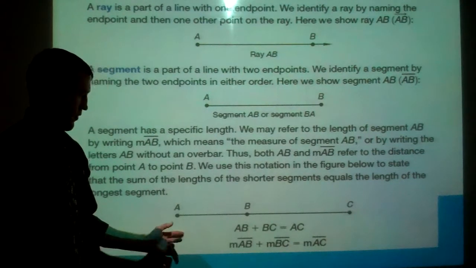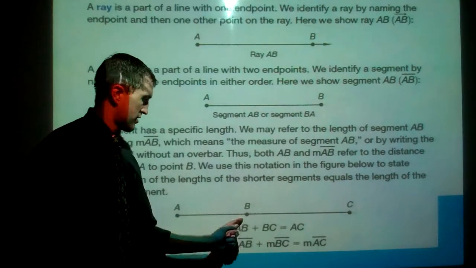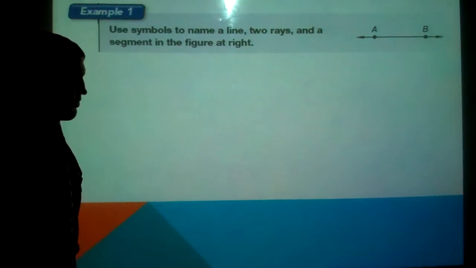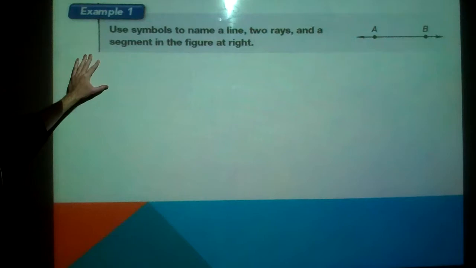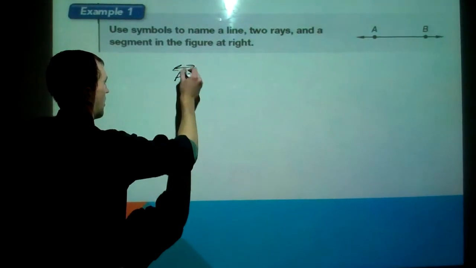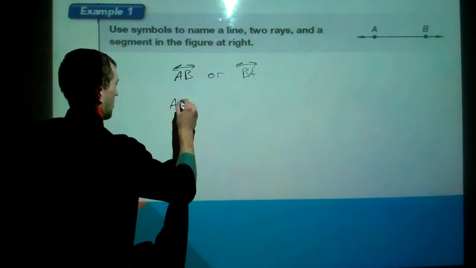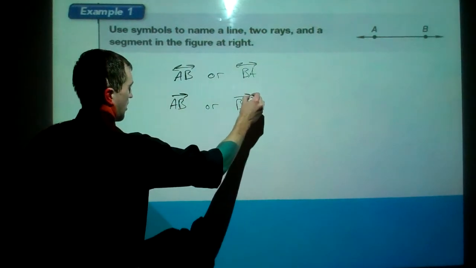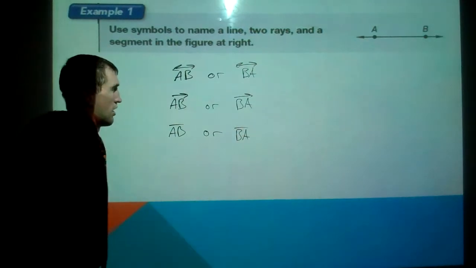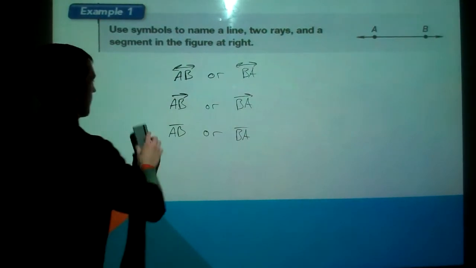And what we're about to get into, if we look at AB and AC, we can say that segment AB plus BC will equal AC. I will show you what that means in a little bit after this. Okay, so we want to use symbols to name a line, 2 rays, and a segment. Well, one of our lines could be AB or BA. 2 rays that we could have, AB or BA. And a segment, once again, AB or BA. Each with their own little hat, if you want to call it that, to show that we have a segment, ray, or a line.